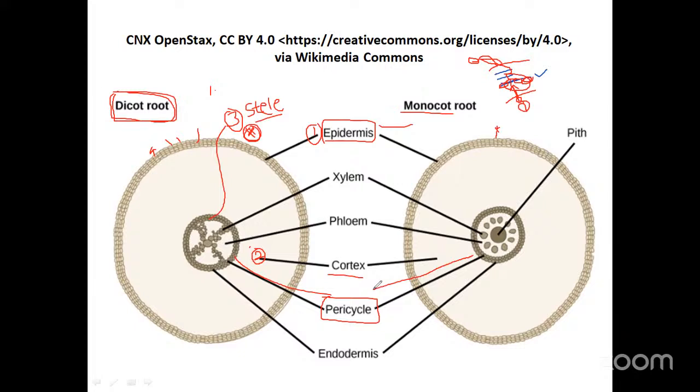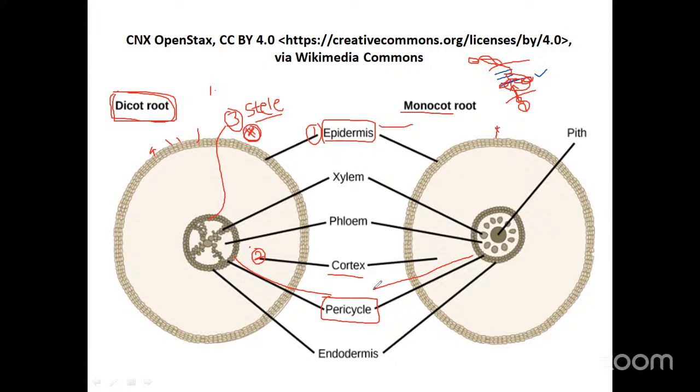The outermost layer of the stele is composed of a uniseriate, sometimes multiseriate, layer, and this is made up of parenchyma. Like the epidermis and endodermis, it is also arranged without intercellular spaces. The pericycle is absent in some hydrophytic roots and dicots. Why? Because lateral roots develop from the pericycle.